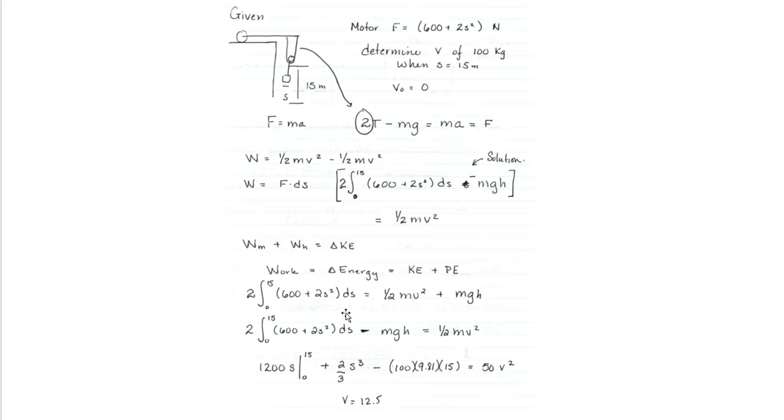We can plug this in and evaluate from 0 to 15. And we can get our equation here, and once I plug in 15 for s, I'm going to show that the velocity is equal to 12.5 meters per second. So we start doing those same kinds of problems that we saw back in engineering physics, except now we can bring in the fact that we have a variable force. The force isn't necessarily constant.